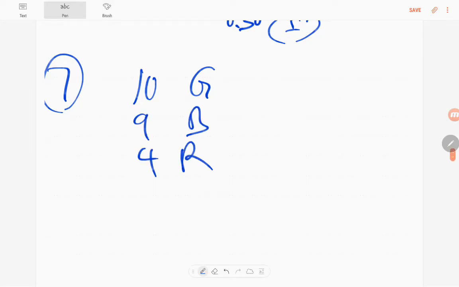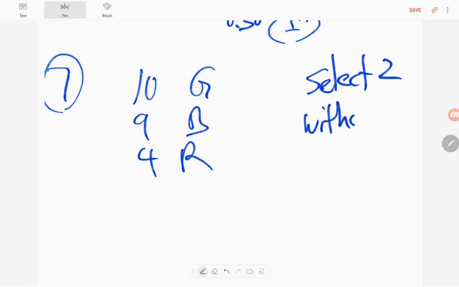So we're selecting 2. And this is without replacement. So we do not replace, which means we throw the first one in the trash. What is the probability that you will draw a green ball and a red ball? And they give us a hint. There are two ways that this can happen.